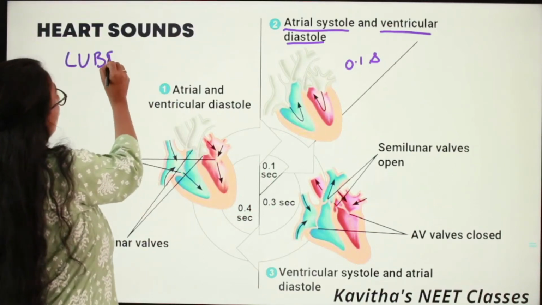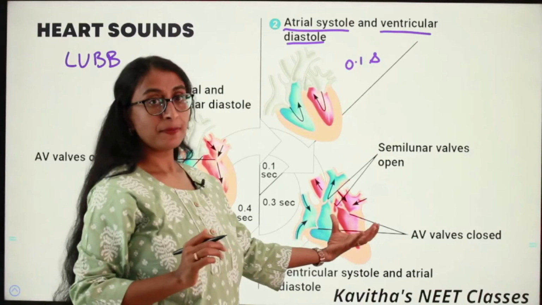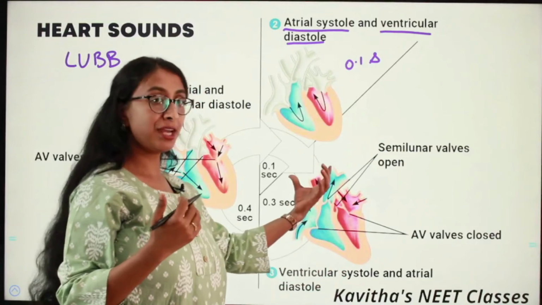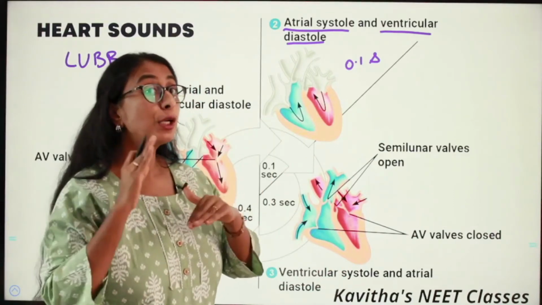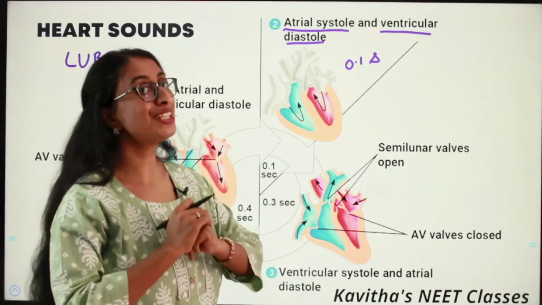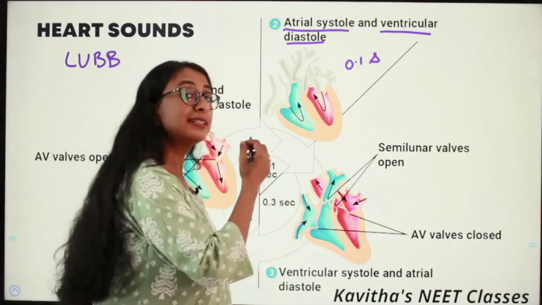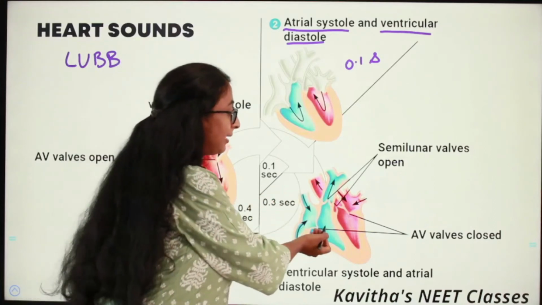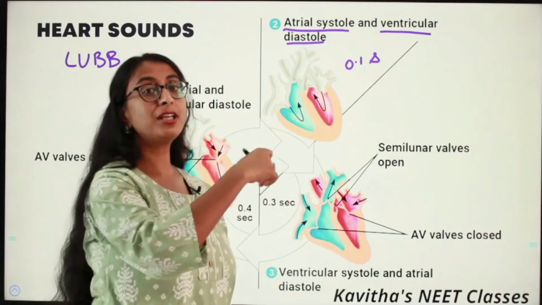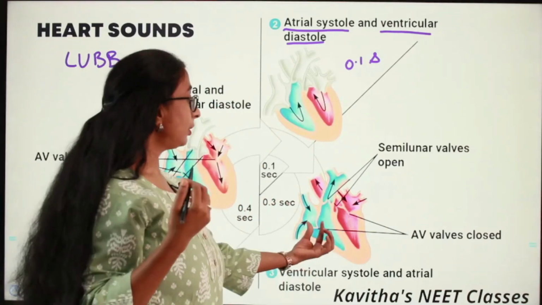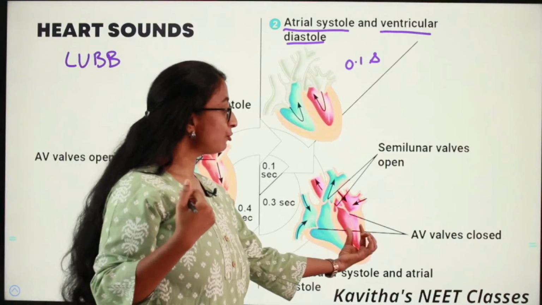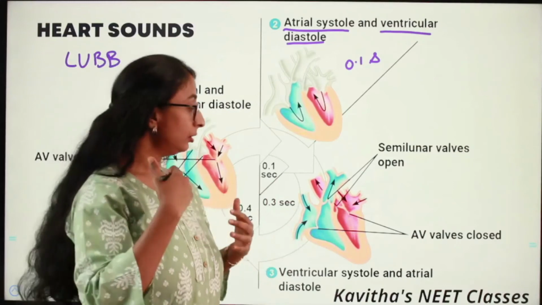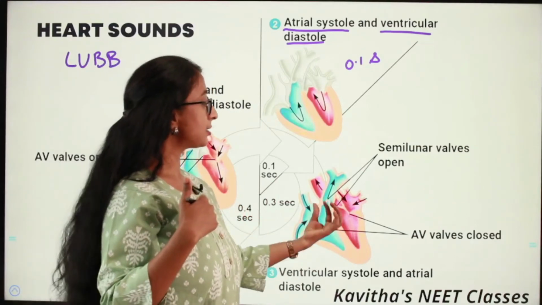So during ventricular contraction, in order to prevent the backflow of blood from the ventricles to the atrium, the atrioventricular valves close. This produces the first heart sound, which is lub. At this time, the semilunar valves of the pulmonary artery and the aorta are open and the blood is pumped into the pulmonary artery for pulmonary circulation from the right ventricle, and from the left ventricle into the aorta for systemic circulation.